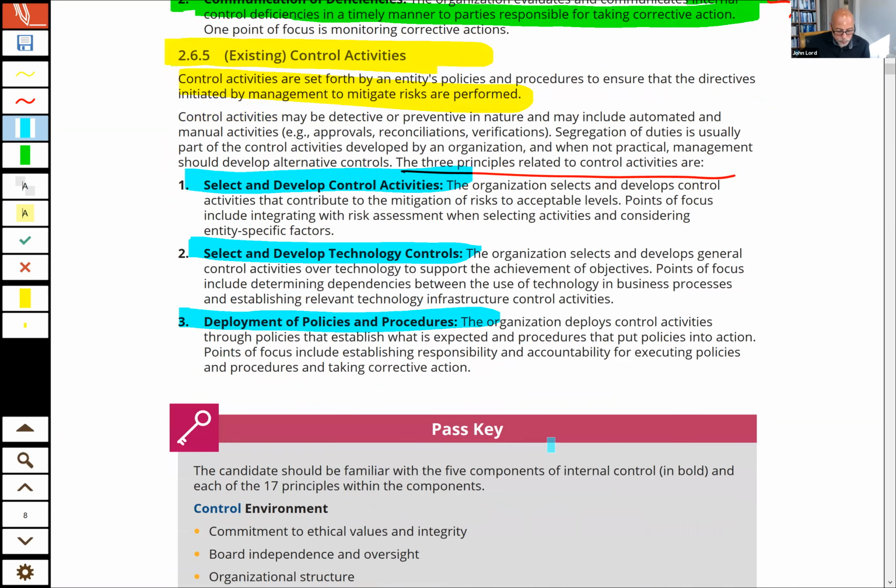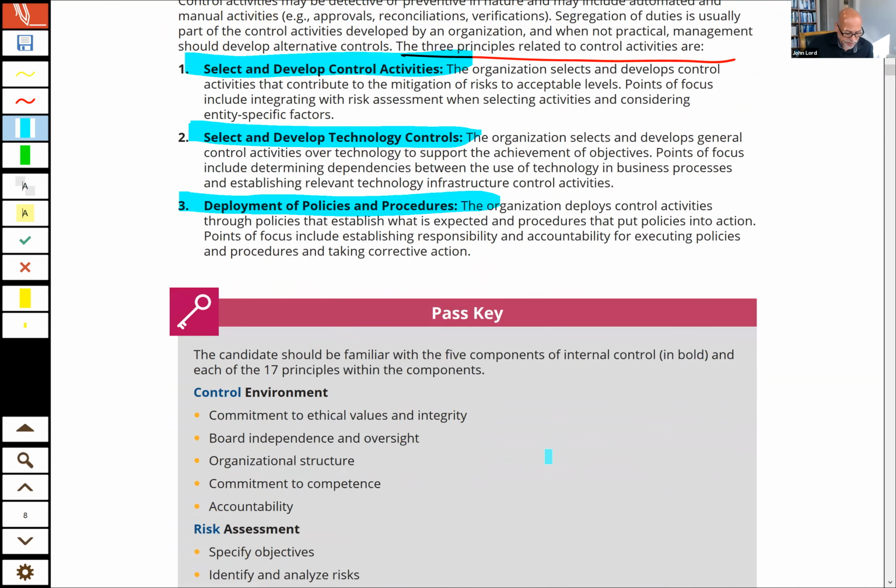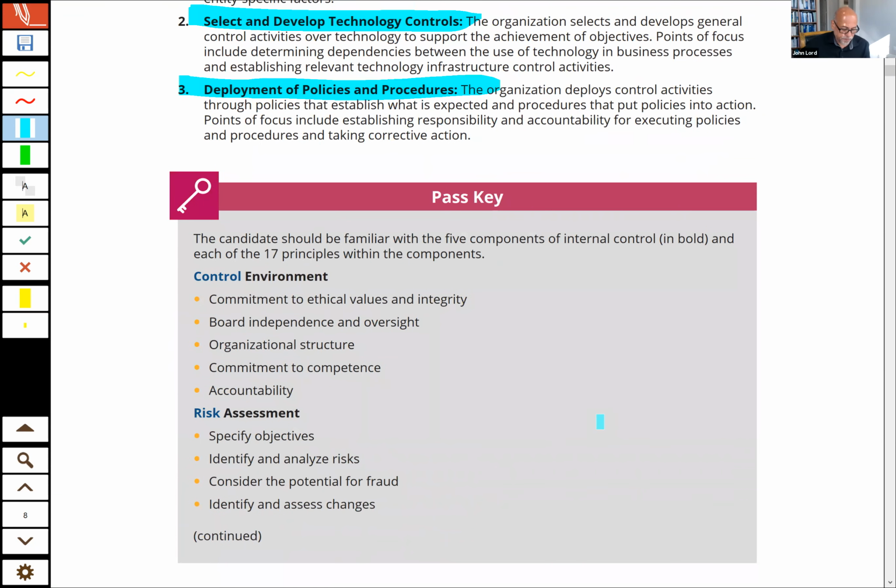All right. Now, we went through a lot of detail there, and I didn't ask you for a flashcard, because I am asking for it under this passkey. Okay, so we have what? 5 components, 17 principles, 5 under control environment. You can flashcard them separately for each component.